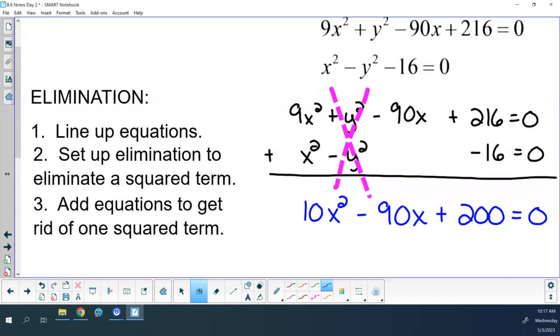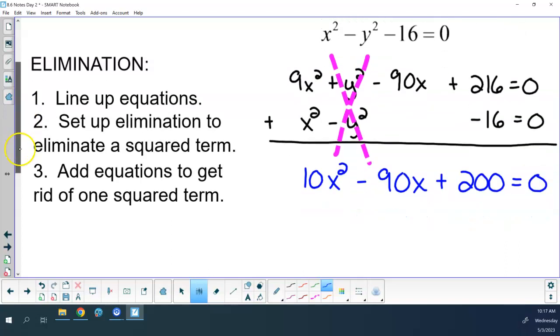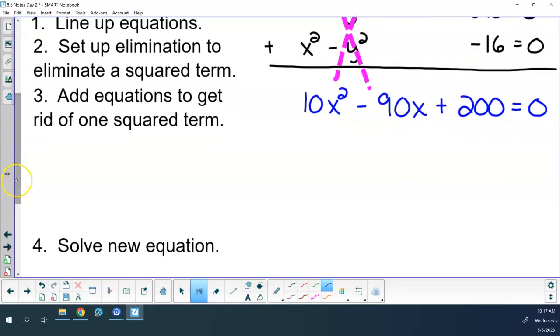Then what you're going to do with that is now you are going to solve that single variable. When you do that elimination, you should get rid of all of your y's or all of your x's. It should just happen. Otherwise, it's just mean. And I'm not going to be that mean with these.